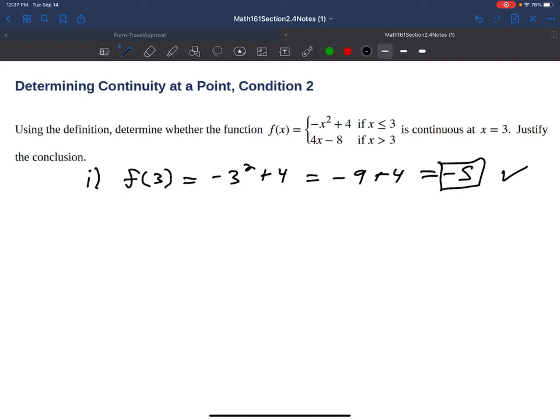Okay? Now let's check the limits. And in order to check condition 2, we're going to check the limit as x approaches 3 from the left of f of x first.